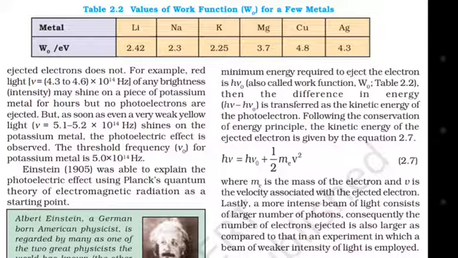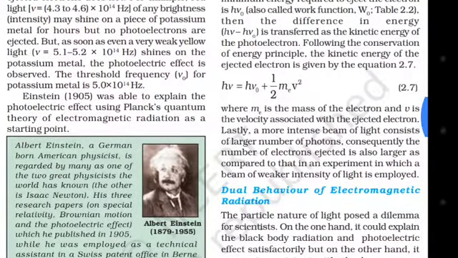Okay, let us have a look at table 2.2, values of work function for a few metals such as lithium, sodium, potassium, magnesium, copper and silver. The work functions are respectively 2.40, 2.3, 2.25, 3.7, 4.8, 4.3. I don't know why it is given. Okay, later maybe we will find out.